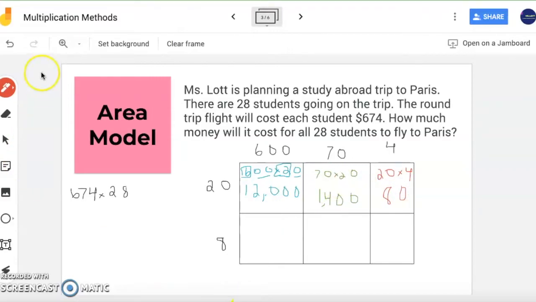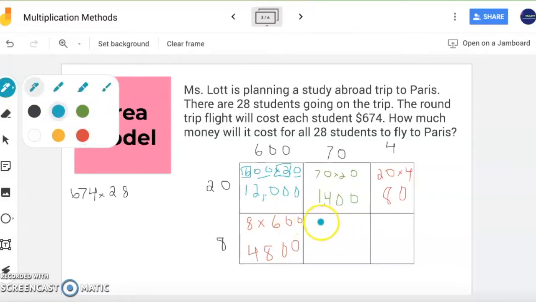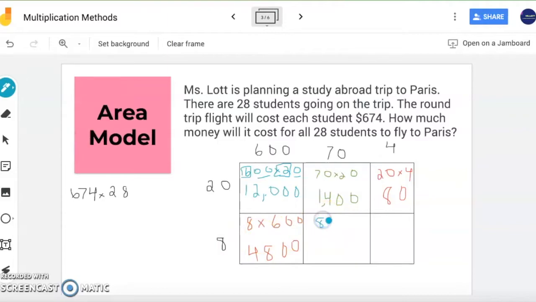Now I'm going to continue on, and I'm going to keep doing each box. So now look at this box. To the left I have 8. Above I have 600. So I have 8 times 600. 8 times 6 happens to be 48. And now I'm going to include my 2 zeros in my final answer. Now let's do blue in this box. We have to the left is 8, and above I see 70. Now 8 times 7 is 56, and I include my 0 in my final answer, which is 560.